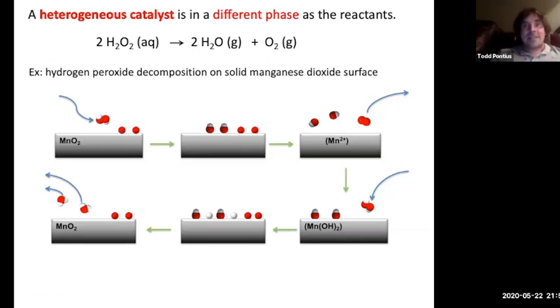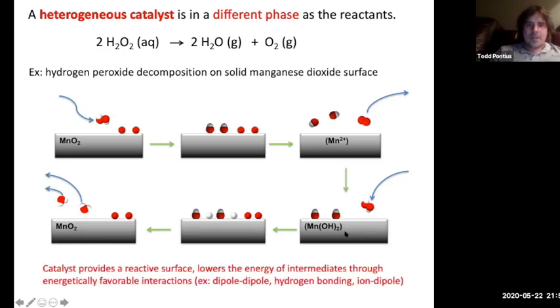A heterogeneous catalyst is one that's in a different phase from the reactants. Oftentimes, it might be a surface that can hold together molecules in a certain orientation. In this case, we're using manganese dioxide as basically a chemical scaffolding to hold the H2O2 in place. Then it helps facilitate the reaction, and our oxygen and our water can leave accordingly. As we'll see in a moment, this also makes the reaction go much, much more quickly.